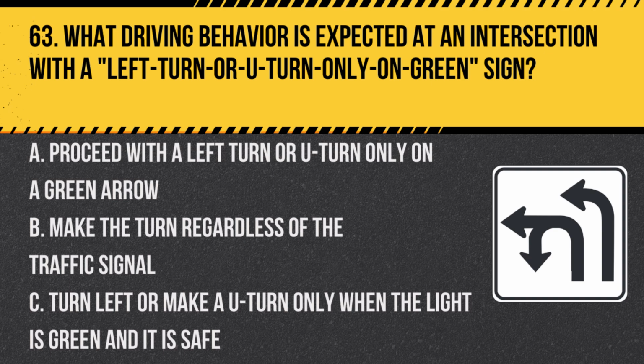Question 63. What driving behavior is expected at an intersection with a left turn or U-turn only on green sign? A. Proceed with a left turn or U-turn only on a green arrow. B. Make the turn regardless of the traffic signal. C. Turn left or make a U-turn only when the light is green and it is safe. Answer: C. Turn left or make a U-turn only when the light is green and it is safe. This sign indicates that these maneuvers are permitted, but only on a green light.